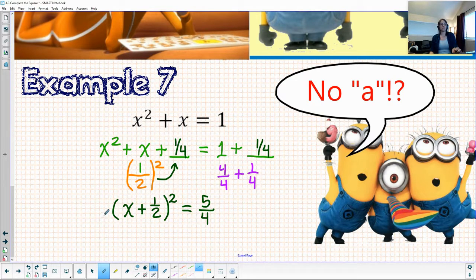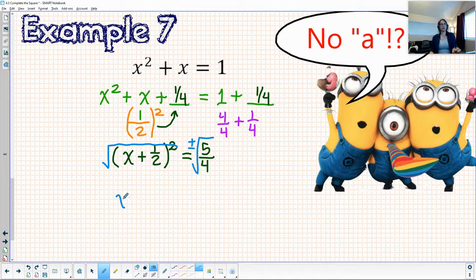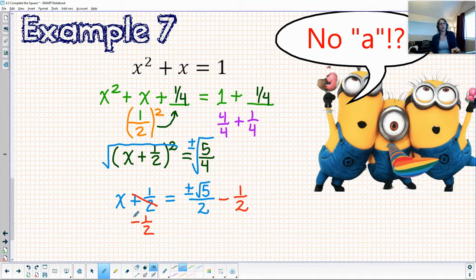Do what we do best. Square root both sides. Positive or minus, plus or minus. Never forget that plus or minus. All right, so I have x plus 1/2 left here. And I've got plus or minus. Well, root 5 isn't really friendly, so I'm going to leave it as root 5. But square root of 4 is nice. So I'm going to make that a 2. Last thing, just be sure to subtract the 1/2 from both sides. So those are going to go away.